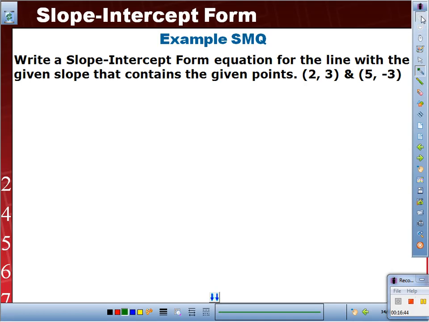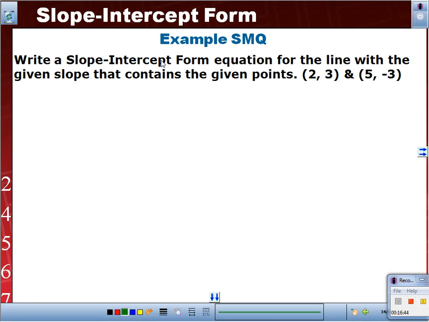It says, write a slope-intercept form equation for the line with a given slope that contains a given points. They give us a point. So if they want us to write a slope-intercept form equation, what is the first thing I do, Ryan? Y equals mx plus b. Are we there so far? So far so clear, right?